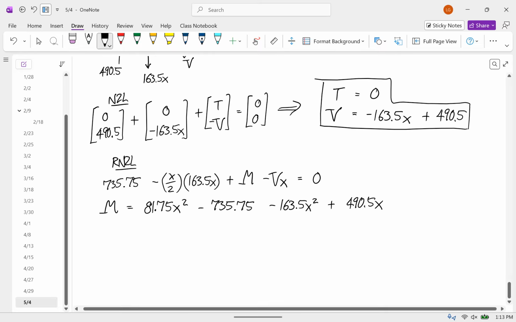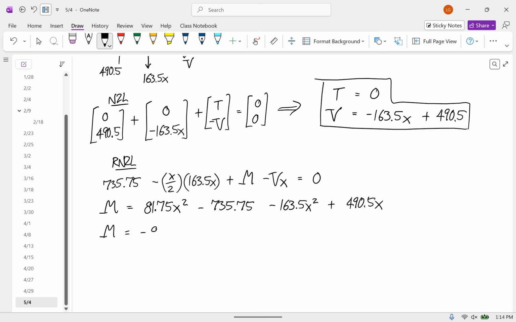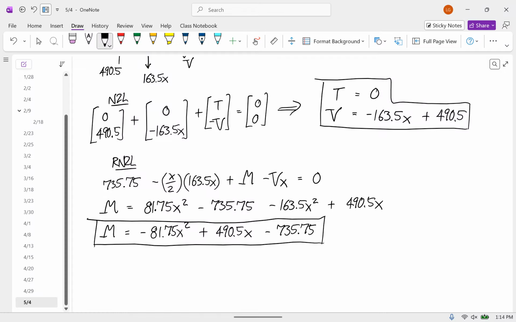And then combine everything and you get that M is equal to negative 81.75x squared plus 490.5x minus 735.75. So that is our internal bending moment function, and that holds for the whole beam. Okay, so that was a lot, and I was going kind of fast, but you've seen all that stuff before. We're just calculating the bending moment. So now, why do we want the bending moment?